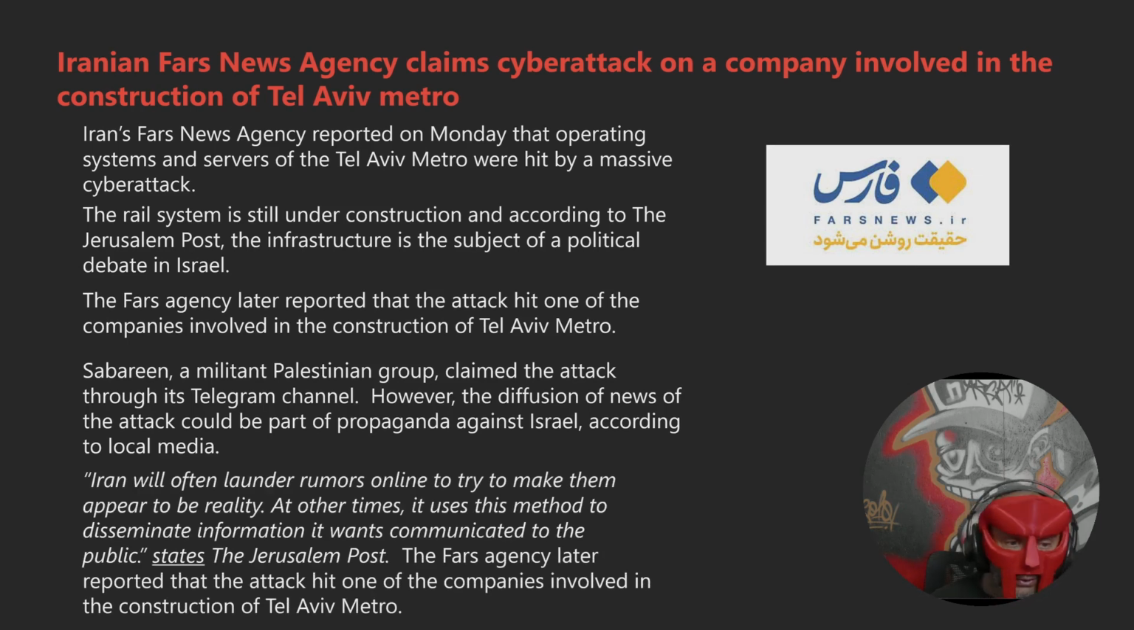Iran will often launder rumors online to try to make them appear to be reality. At other times, it uses this method to disseminate information it wants to communicate to the public, states the Jerusalem Post. The Fars agency later reported that the attack hit one of the companies involved in the construction of the Tel Aviv metro.